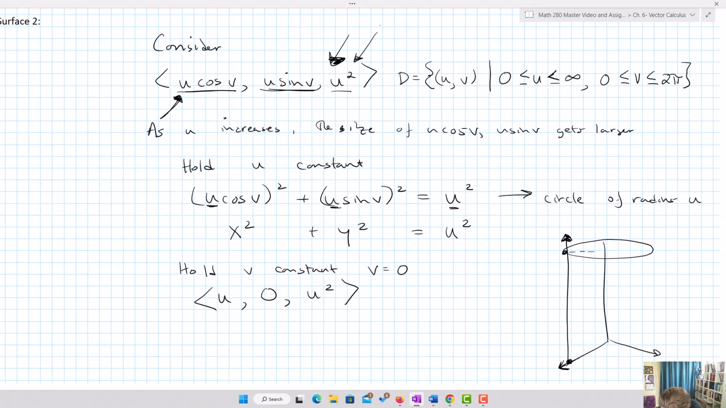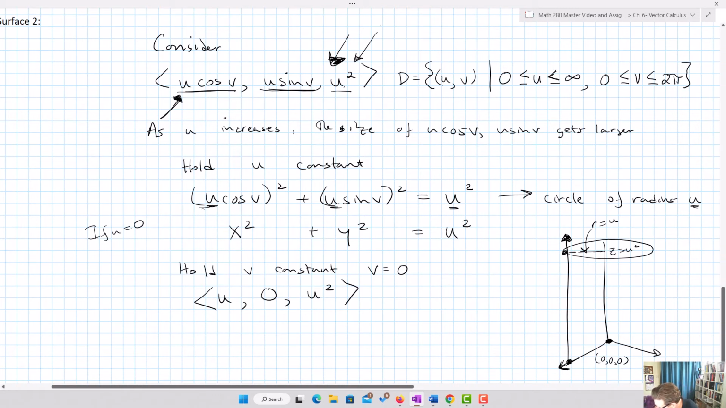So this is z equals u squared, and we get this circle of radius u. The big thing about this is to notice that, for example, if u equals 0, down here, I'm going to get a circle of radius 0. And my z value is going to end up being 0. So at this point, I'm going to be at 0, 0, 0.